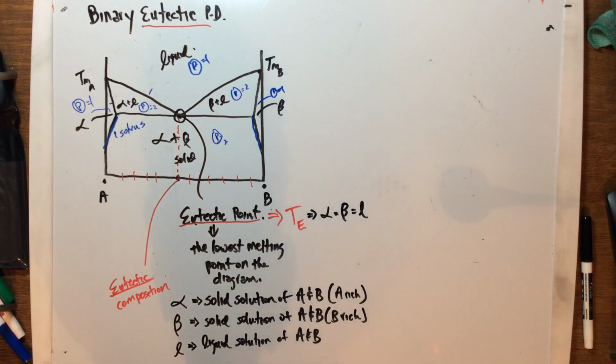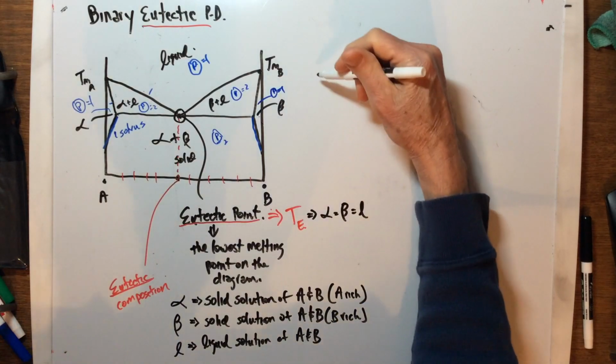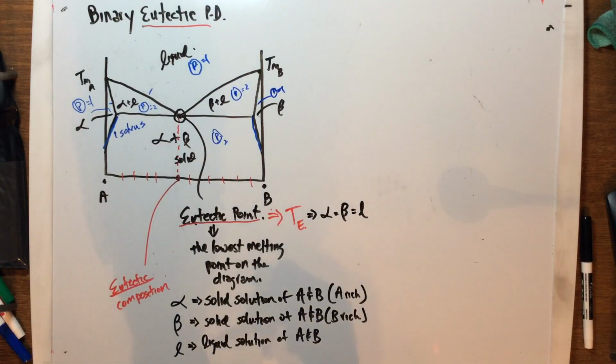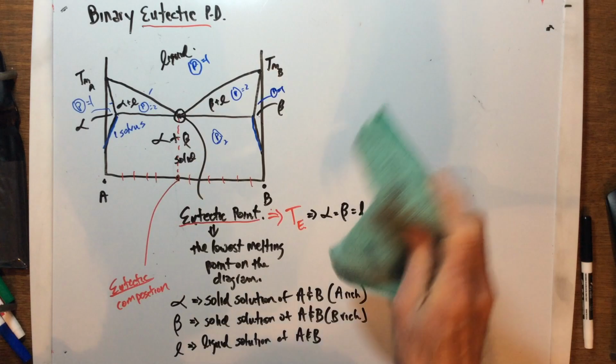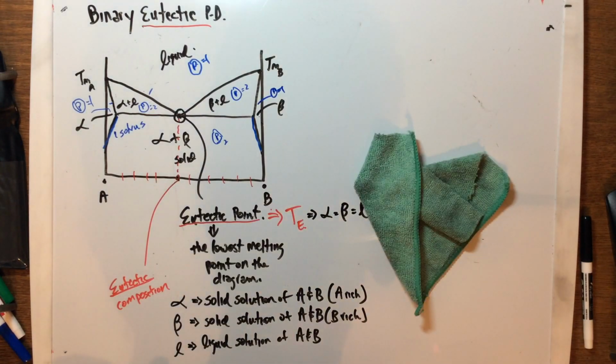Okay, so what I'm going to do now is draw a partial over here. Actually, I'm just going to erase this because let's see here.